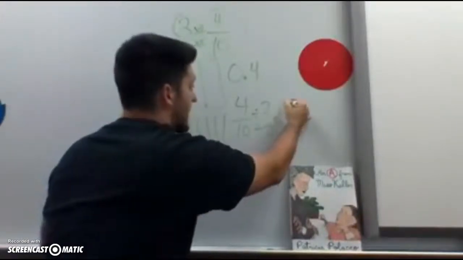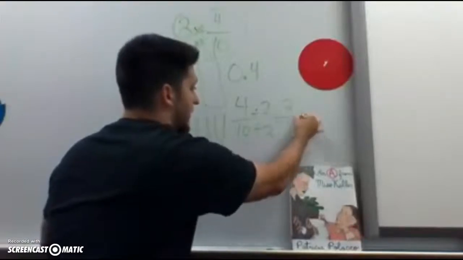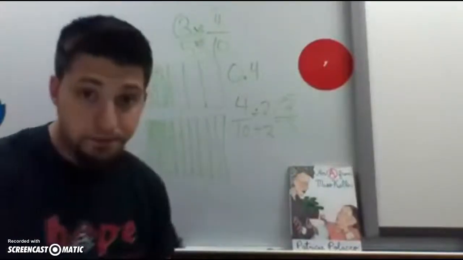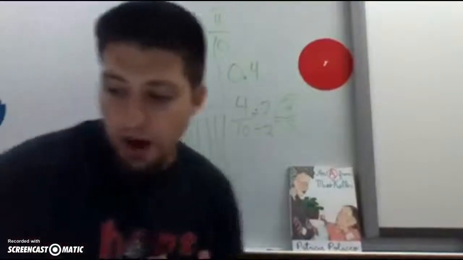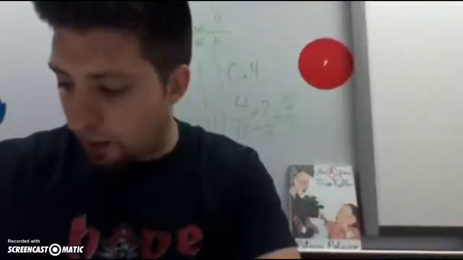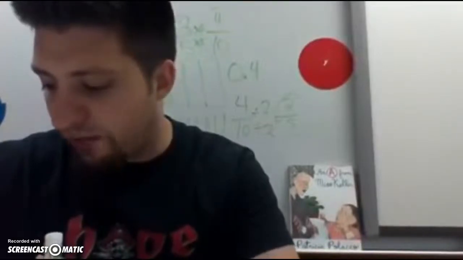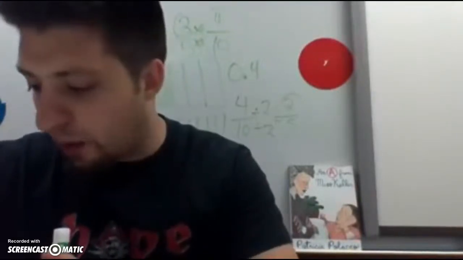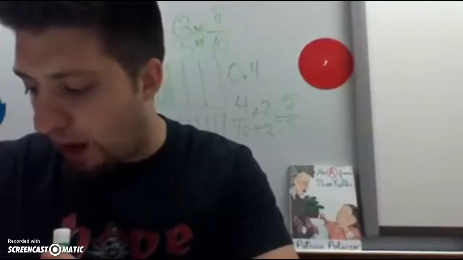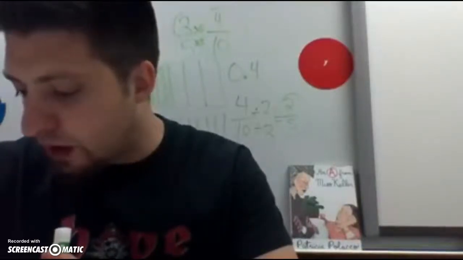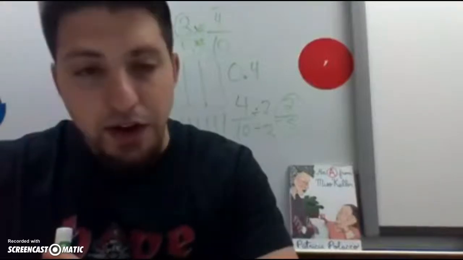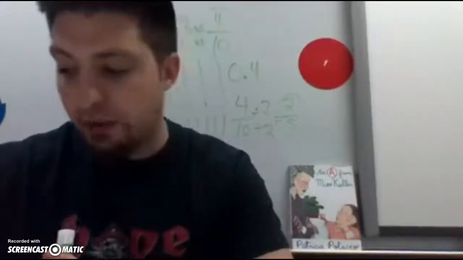And that would give me 2/5, which is simplest form. Okay? All right, so now what I want you guys to do is turn to page 146 in your textbook, and do problem number 8. It's very similar. I want a fraction and a decimal.